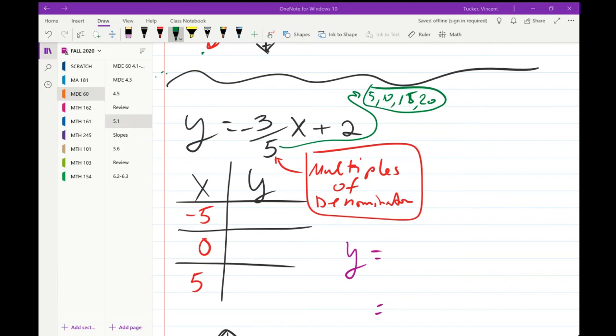So we're going to choose multiples of the denominator. If that denominator was 7, we would choose things like 7, 14, 21. You can choose -7. If it was 11, choose 11, 22, 33, and so on. You want to choose multiples of your denominator. So I chose -5, 0, and 5, keeping the same pattern of -1, 0, and 1.